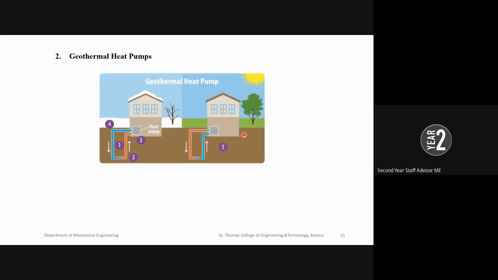Now the next one is geothermal heat pumps. Here there is a difference.